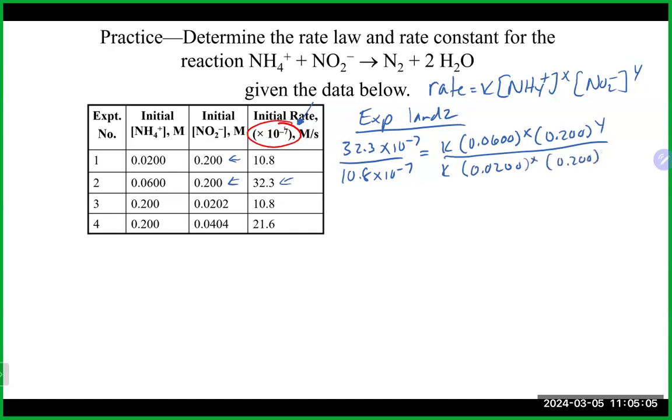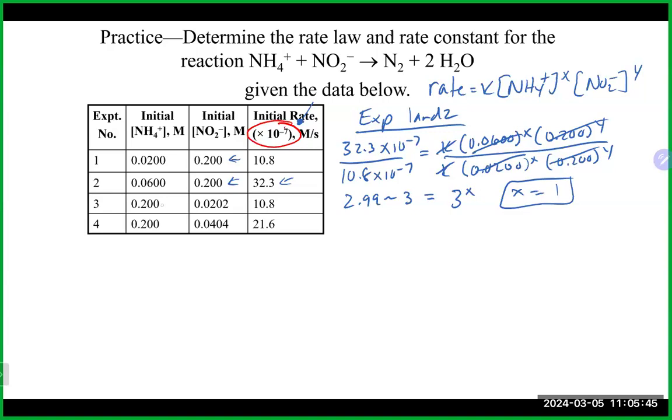Doing that, we get 32.3 times 10 to the minus 7 divided by 10.8 times 10 to the minus 7, which gives us really 2.99. That's pretty close to 3, so I'm just going to round it in this case. Those will cancel, giving me 3 to the X, and the other terms will completely cancel, which means my order with respect to the NH4 plus should be 1. Again, if you did a natural log of both sides with 2.99, you'll get pretty close to 1 when you round.